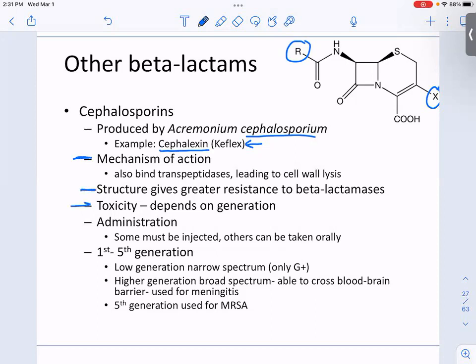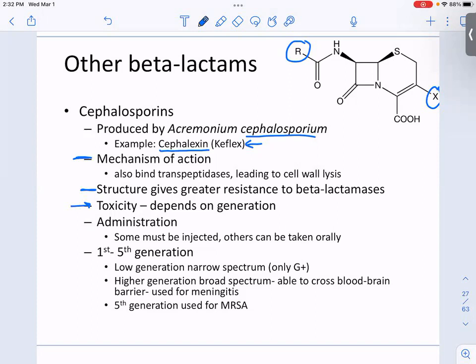There are all sorts of generations. The first cephalosporins that we produced, those are the first generation. We go all the way down to 5th generation cephalosporins, the more recent ones. The early generation ones were very safe, but they were very narrow spectrum. And then over the generations, they've become more broad spectrum, but also the therapeutic index has shrunk.